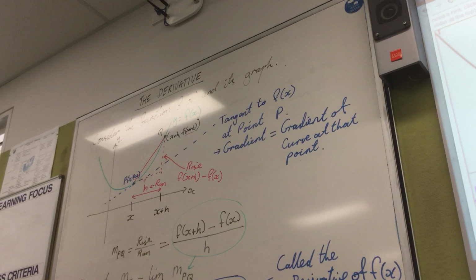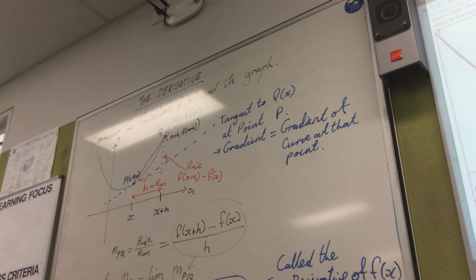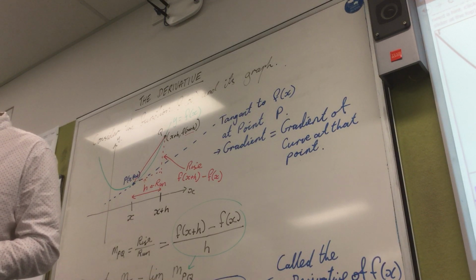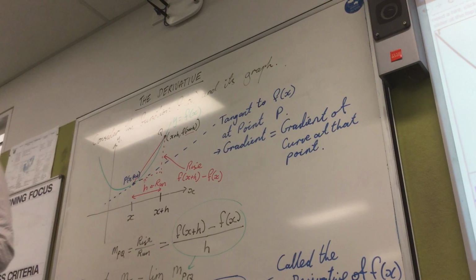Is it f of x? Yes, it's messy, but it's f of x. So M T means the gradient of the tangent. The gradient of the tangent.